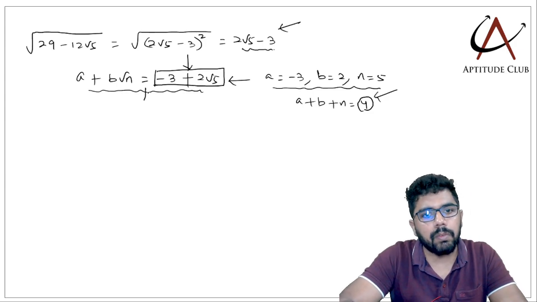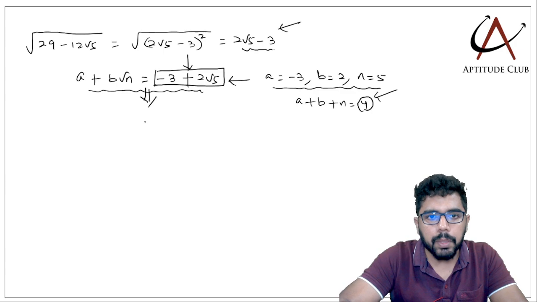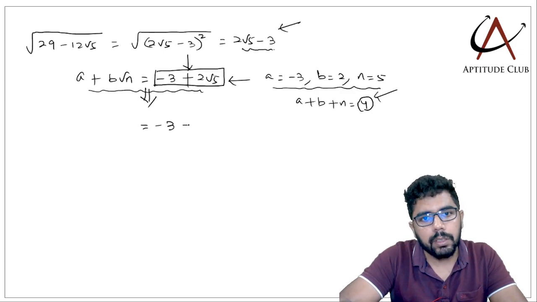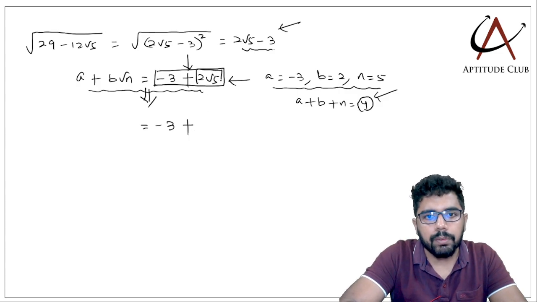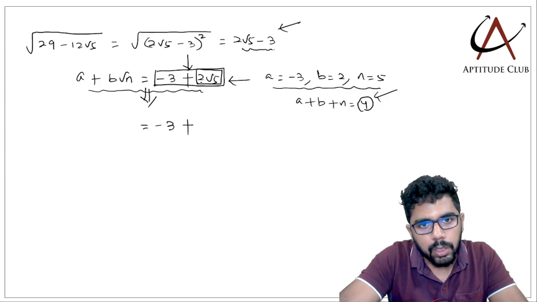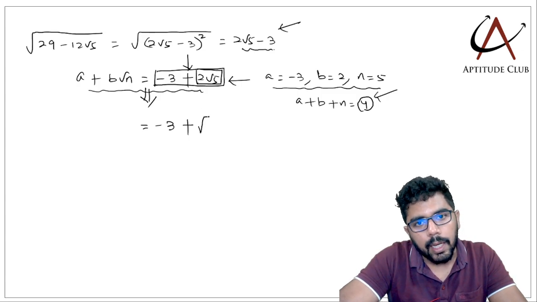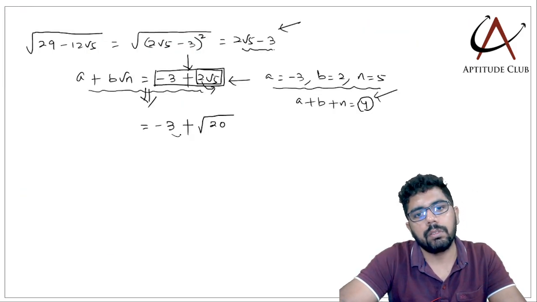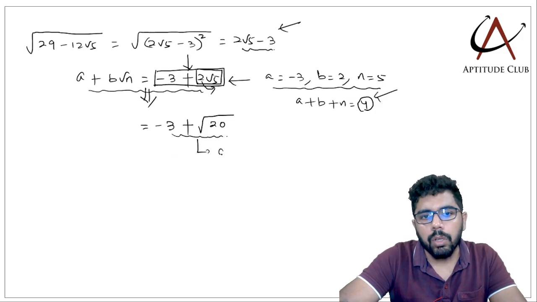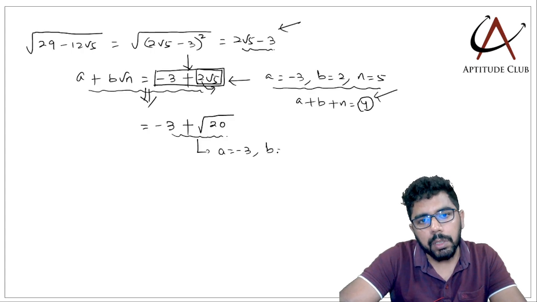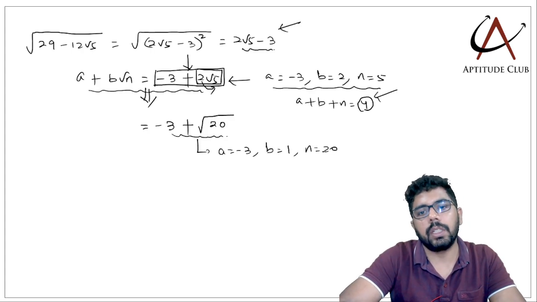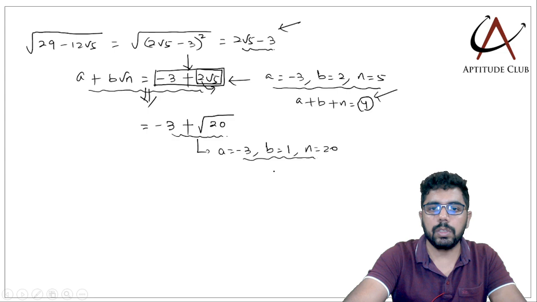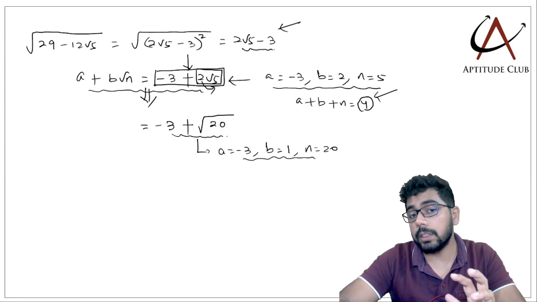So what will be the maximum value? So I'll write minus 3 plus 2 root 5. Let me write it like this, minus 3. Now 2 root 5, can I write it as the square root of something if I take this inside? If I take this inside, 2 becomes 4, square root of 20. I can write it like this. So now a becomes minus 3, b becomes 1 and n becomes 20. This is another way of writing the same expression.